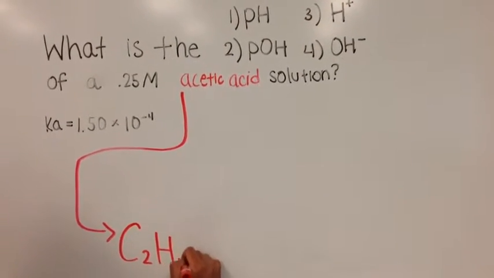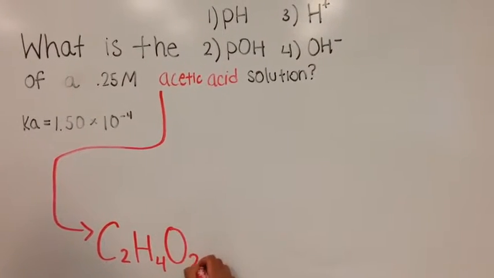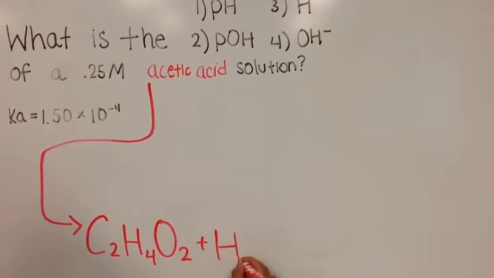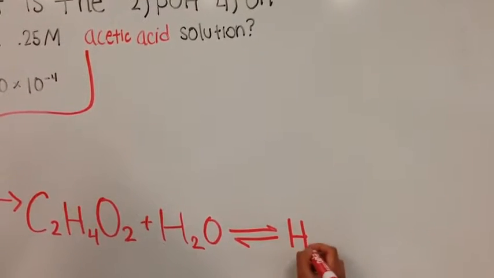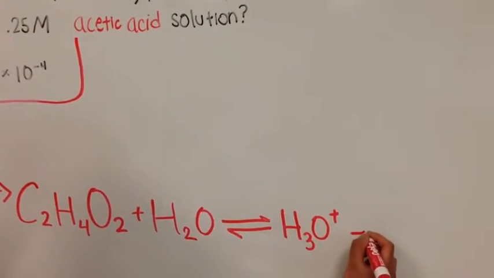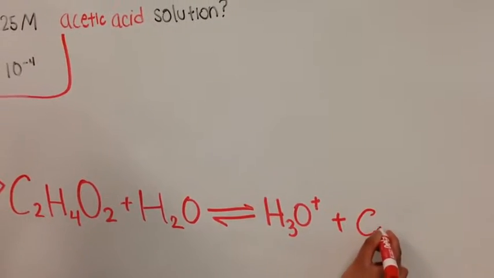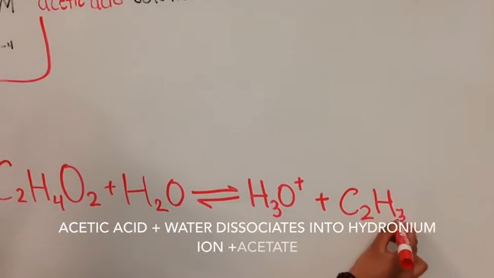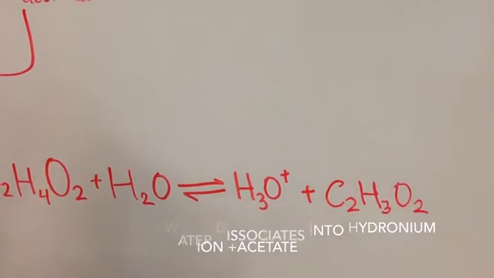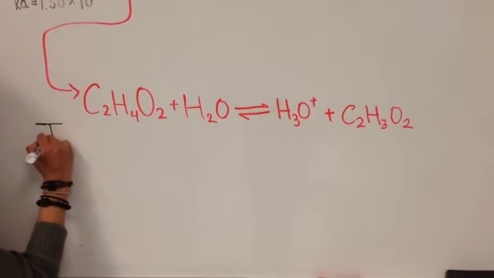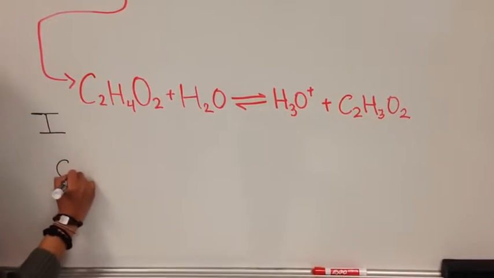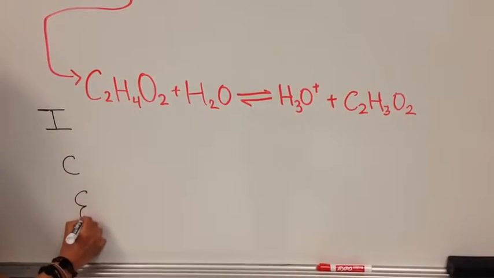Acetic acid, C2H4O2, plus water, H2O, dissociates into a hydronium ion, H3O+, and an acetate, C2H3O2-. Our next step is to draw our ice chart, which stands for initial, change, and equilibrium.